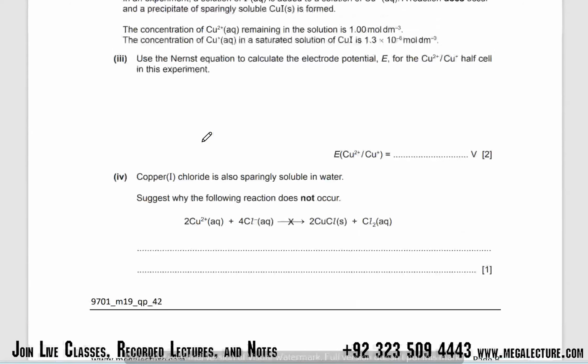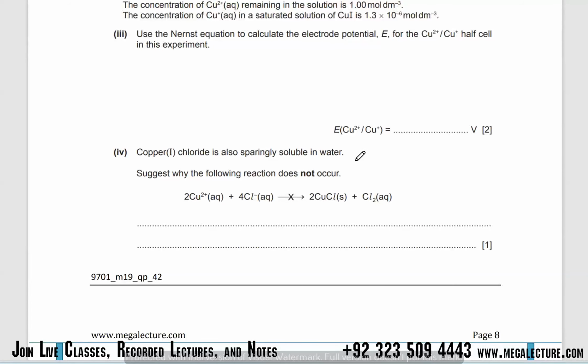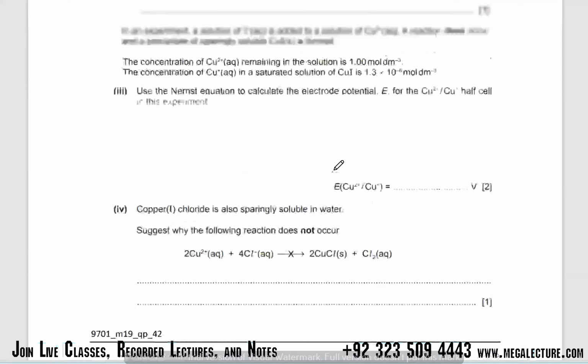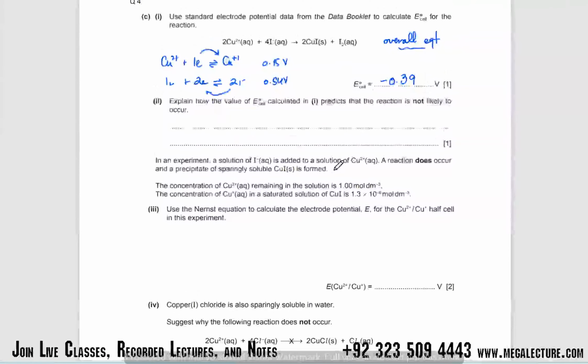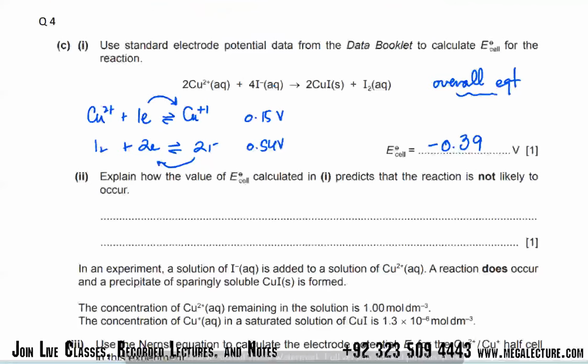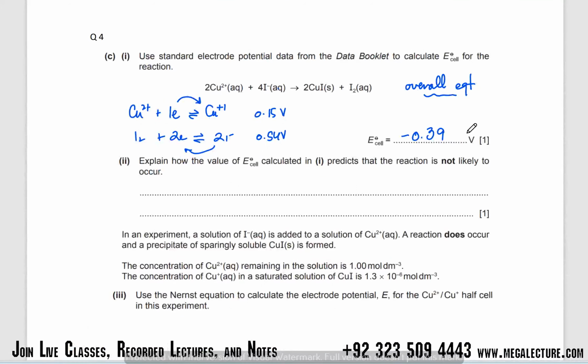Suggest why the following reaction does not occur. I mean the previous one. Wait a second. So the previous one was with I minus 1, and that did not occur as well, right? Although this is not part of the question, can you answer this? Let me just focus on this statement.